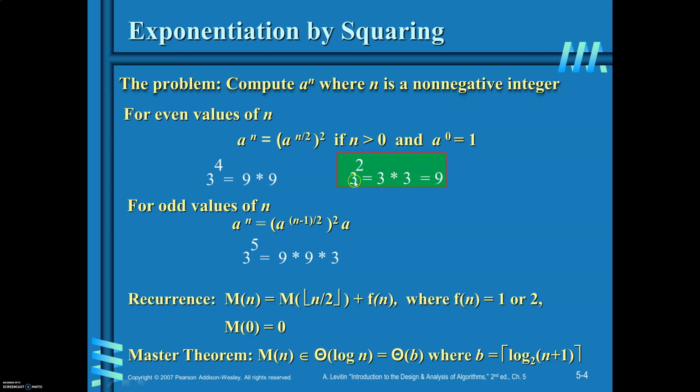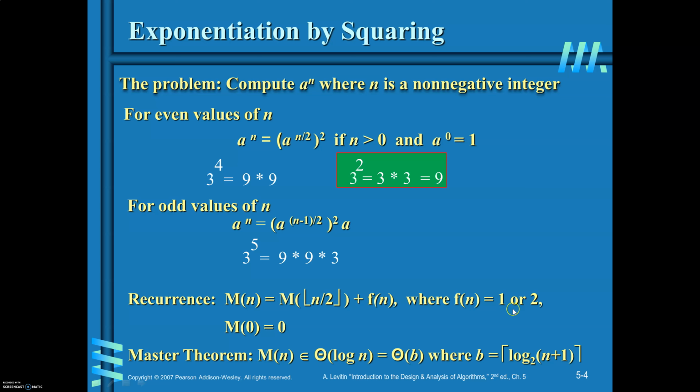Then if you already know 3 square, how do you find 3 power 4? Just square it. That is 9 square, 9 into 9, only one multiplication. If you want to find out 3 power 5, you have already found 3 square. So 3 square into 3 square, that is 9 into 9 into 3. So 2 multiplications you are doing.